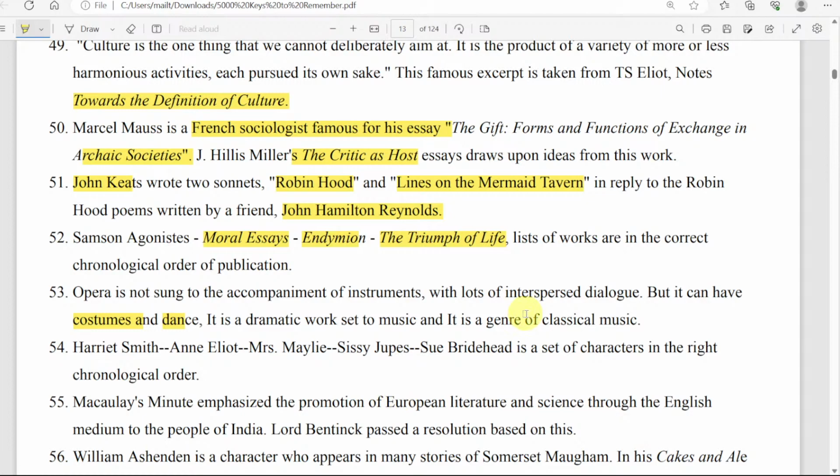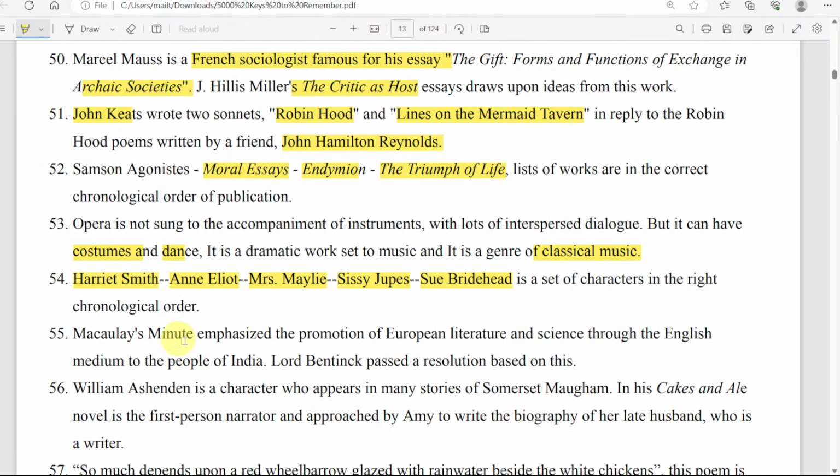And Harriet Smith, Ian Elliott, Mrs. Miley, Sissy Jupes, Sue Bridehead, these are all characters in chronological order. Macaulay's Minute emphasized the promotion of European literature and science through the English medium to the people of India. Lord Bentinck passed this resolution, right?